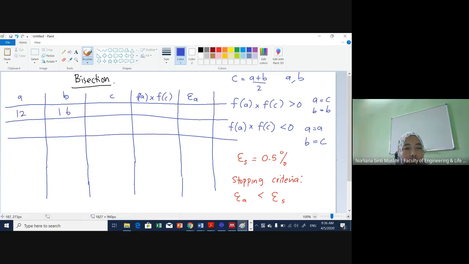Can we start with 13 and 15? Yes, you can. So your A will be 13 and B 15. We can have 13 to 14.5 also, no problem, but this one I'm just showing you as the example. We calculate the first C using this formula: C is equal to A plus B divided by 2. So for this, it is 12 plus 16 divided by 2. Then we have 14, correct?